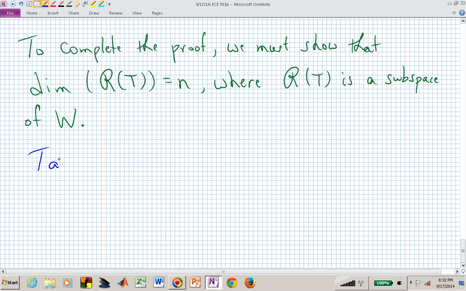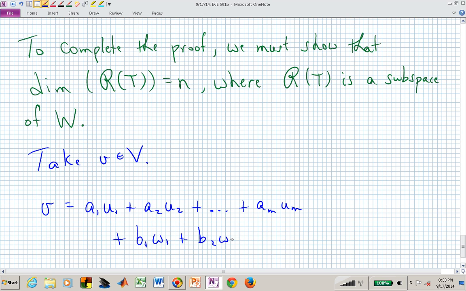Let's now just take an arbitrary vector v in our domain. So little v is a vector in capital V. If that's the case and we have a basis for the domain capital V, then we can express little v as some linear combination of those basis vectors. We now have a1u1 plus a2u2 up to a sub m u sub m plus, let's say, b1w1 plus b sub 2 w sub 2 plus dot dot dot plus b sub n w sub n.